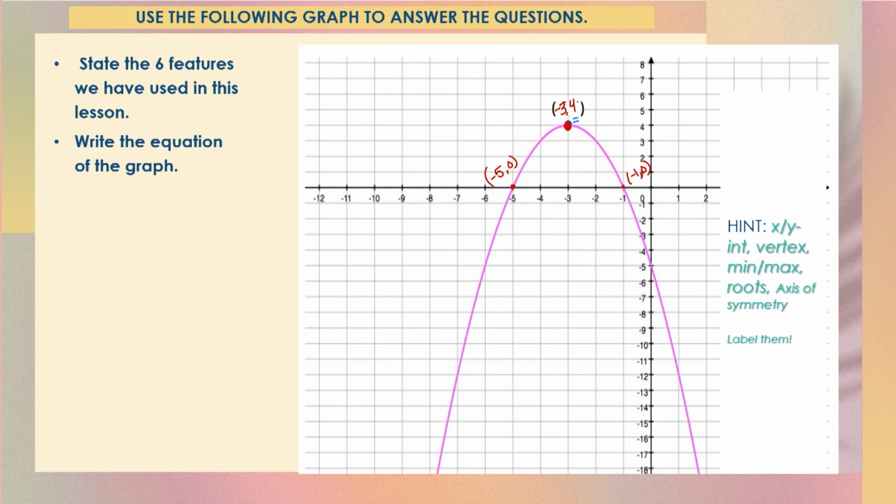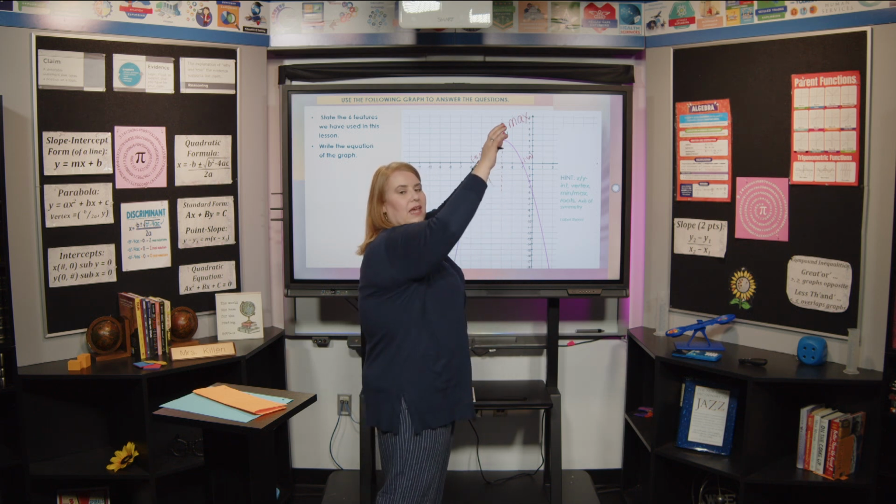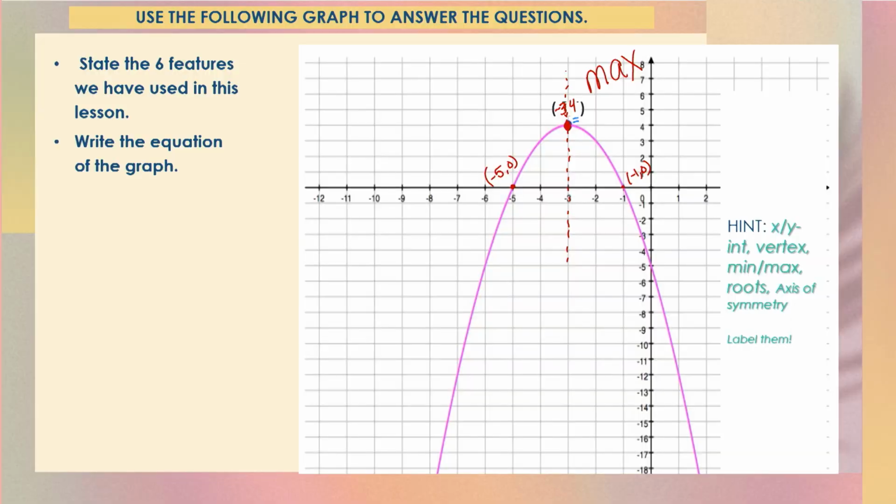All right, I know that my axis of symmetry goes down the x value of my vertex. So I've got my x and y intercepts. I've shown my vertex. Now, is this a min or a max? This is a max. This is the maximum of this quadratic. So I am increasing, increasing, increasing, and then I'm decreasing. So that's the maximum. All right, so then I've shown my root. This is a root, and this is a root. And then I have my axis of symmetry.